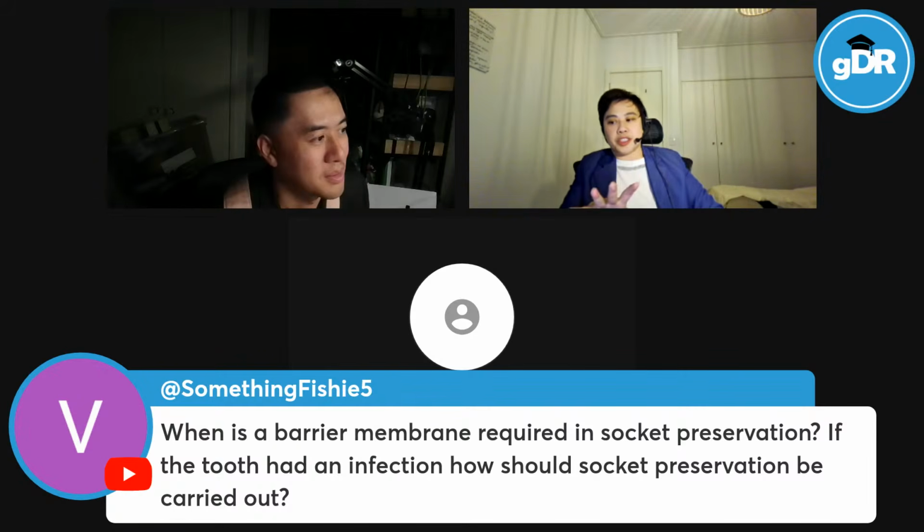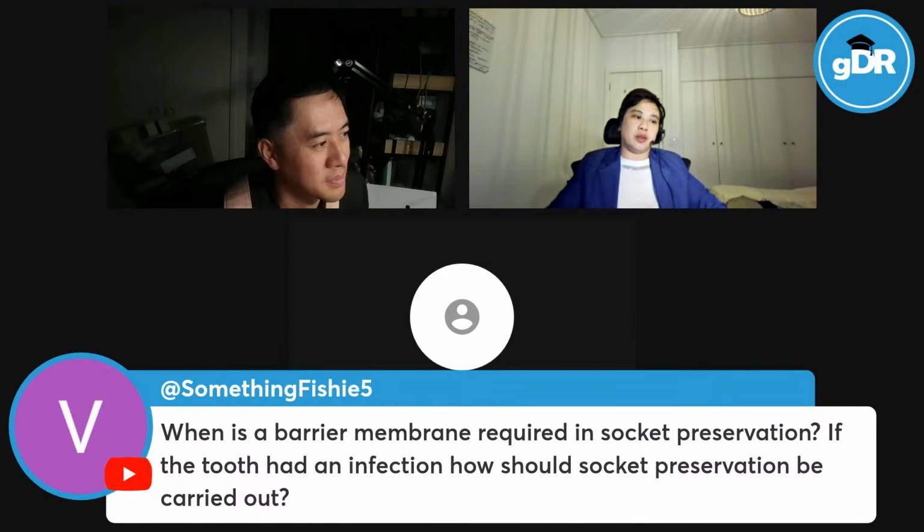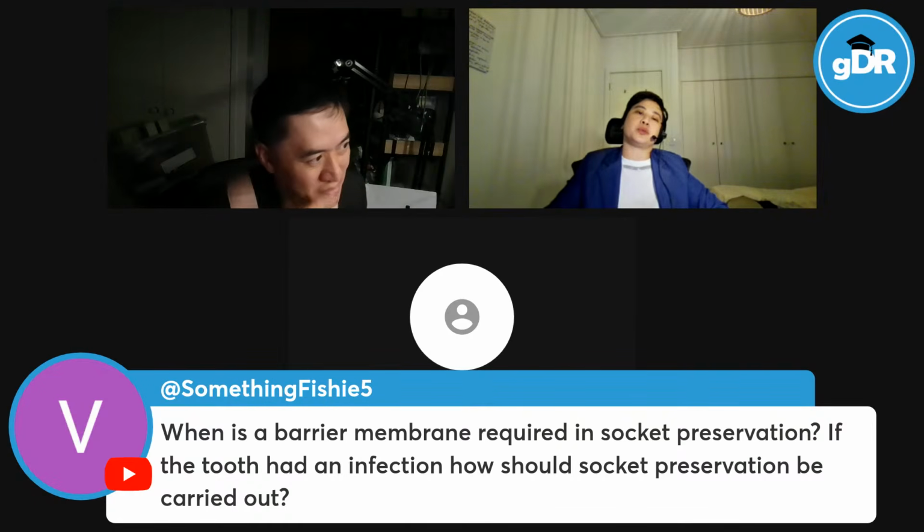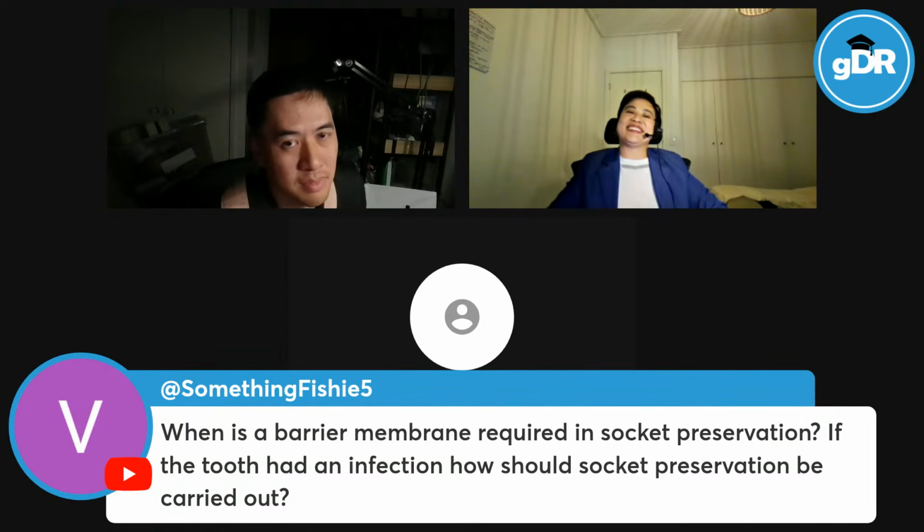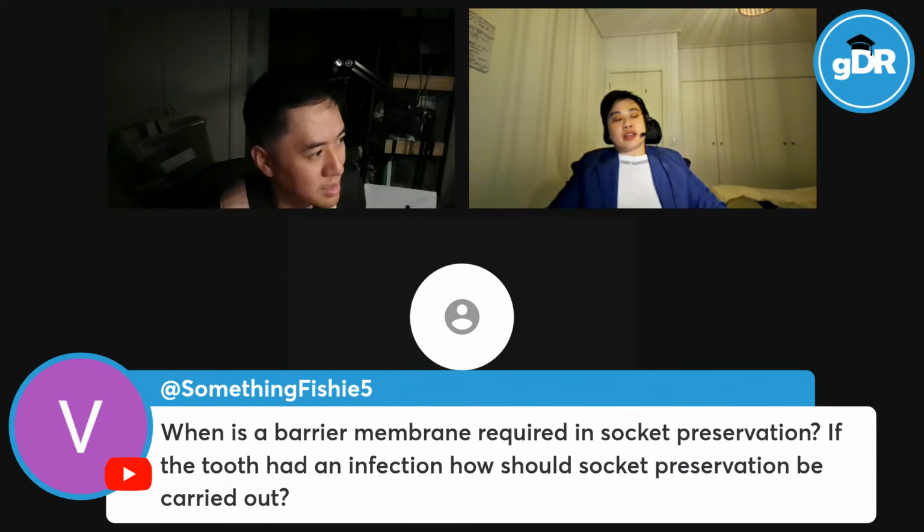If there's any pus or you're not sure that you've got the bone all clean, then don't put bovine or porcine bone in there. It will just blow up. And if you're not sure, there's no harm in not doing any grafting and then revisiting.